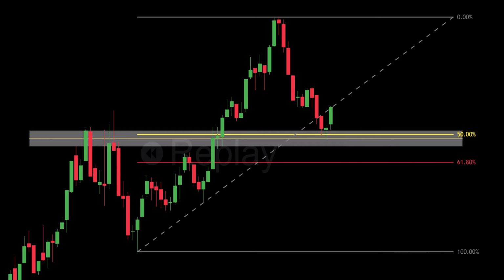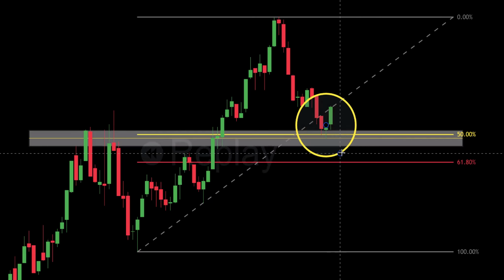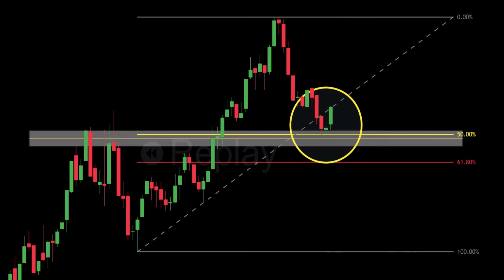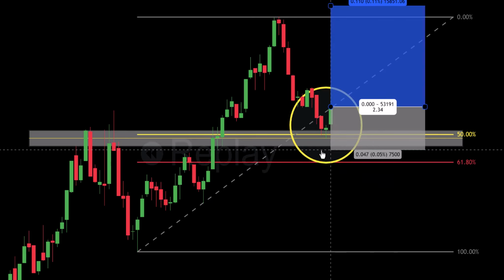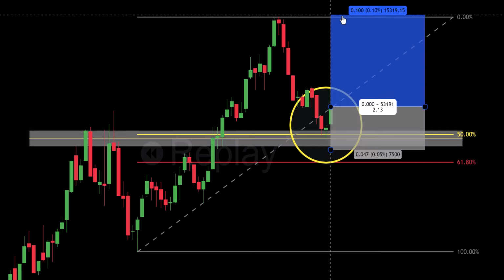Then the morning star pattern forms clearly. Once that third green candle closes, momentum is shifting. We enter long at the close, set our stop below the low, and target the next resistance above.